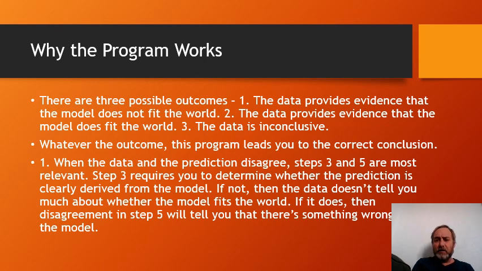Now, when the data and the prediction disagree, the most key steps are steps 3 and 5. In step 3, you need to make sure that the prediction actually follows from the model. If it doesn't, then the data isn't actually telling you anything about the model. So the prediction needs to be an actual consequence of the model along with the experimental setup. If that part is solid, then disagreement in step 5 will tell you there's definitely something wrong with the model. And as we said before, in step 3, sometimes that's something you can analyze yourself, sometimes you have to leave it to the experts. Whether the prediction and the experimental setup are really a good test of the model, or really are entailed by the model, sometimes you can tell yourself with a little thinking. Sometimes you have to be an expert.